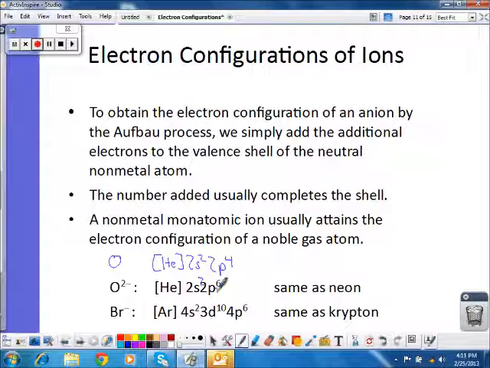Bromine, neutral bromine would be argon 4s2, 3d10, 4p5. So by adding that one electron now, it has the same electron configuration as krypton. And this is kind of the basis of the octet rule, which we'll talk about when we talk about bonding.